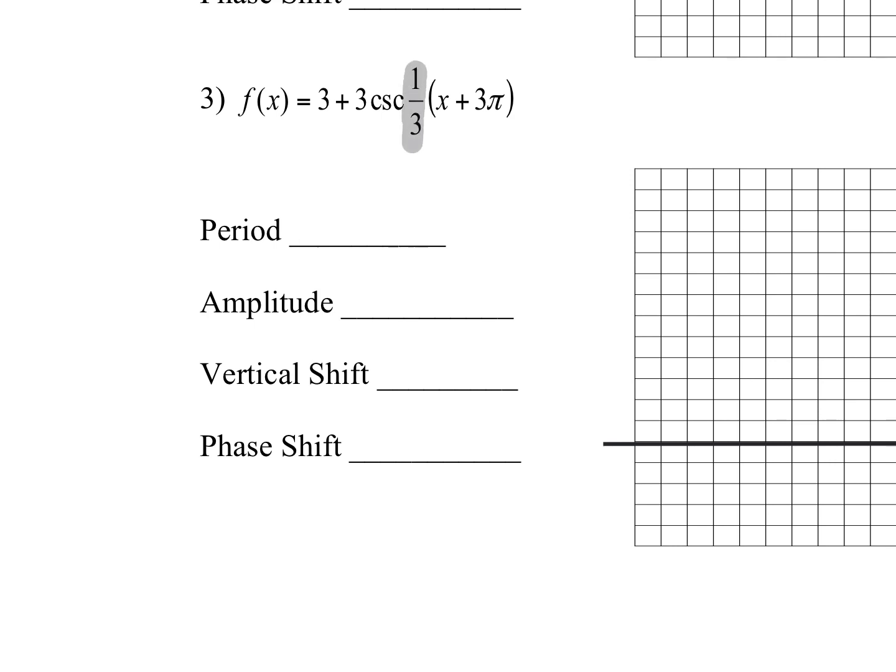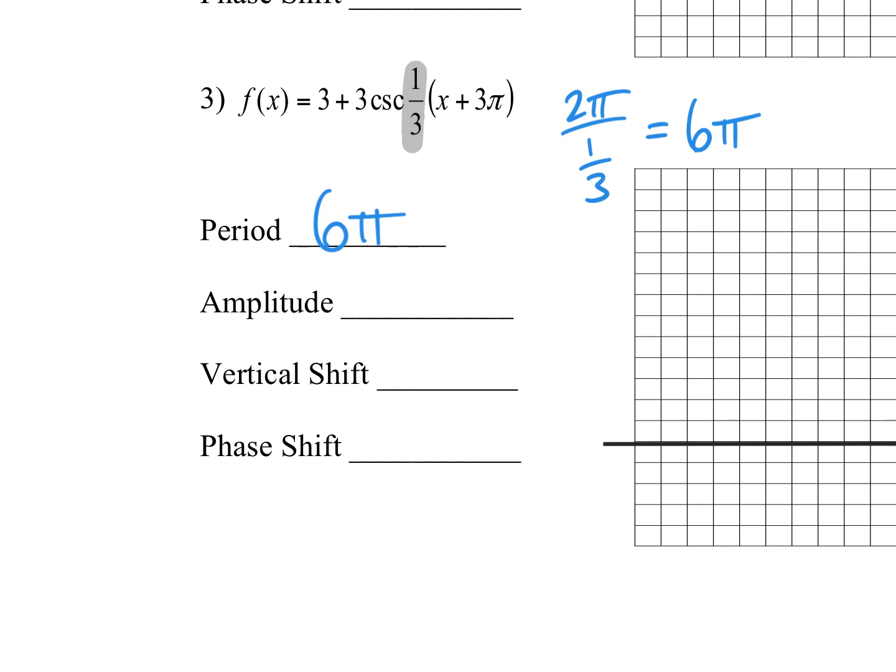This multiplier here is what we're going to use to help find that period. It's going to be 2 pi divided by 1/3. When we divide by a fraction, it's the same as multiplying times the reciprocal. So in this particular case, our period length is 3 pi.